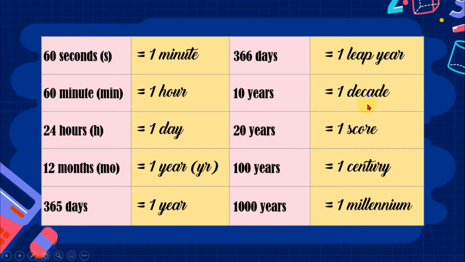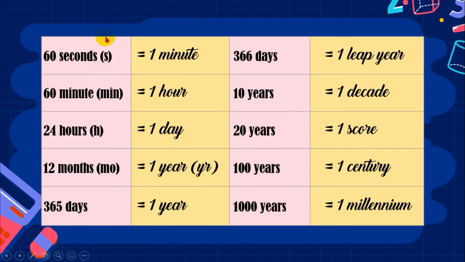I believe you're all grade 7 students and you've lived your life for 1 decade already. Okay? And 20 years is equal to 1 score. 100 years is 1 century. 1,000 years is 1 millennium. Okay, so it is important that we know these units because this will be our basis in computing and in converting units of measure of time.